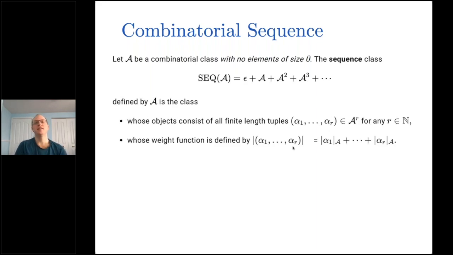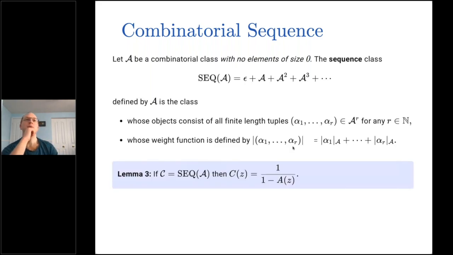Now, here's something that's very cool that might be really surprising if you haven't seen this before, but which I assume most of you have not. But if you think about it, it actually makes a lot of sense. If C is the sequence of A, then the generating function is 1 over 1 minus A. So again, the first time you see this, you might think, wow, that's really interesting. The reasoning is fairly straightforward.